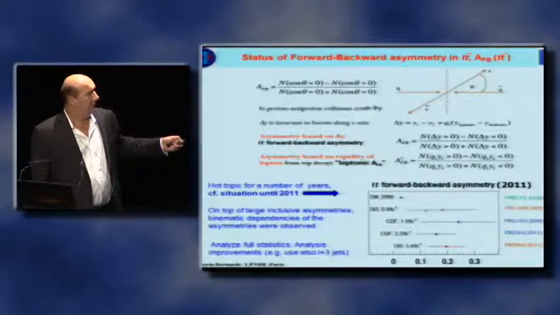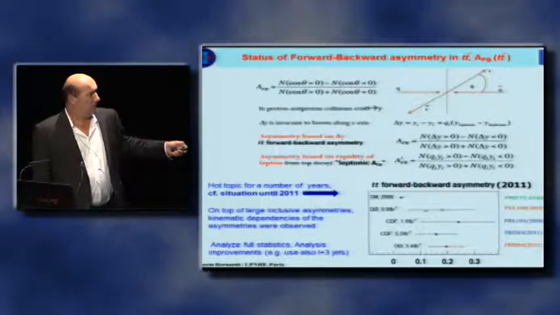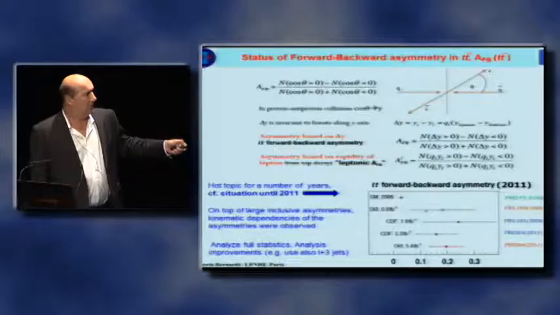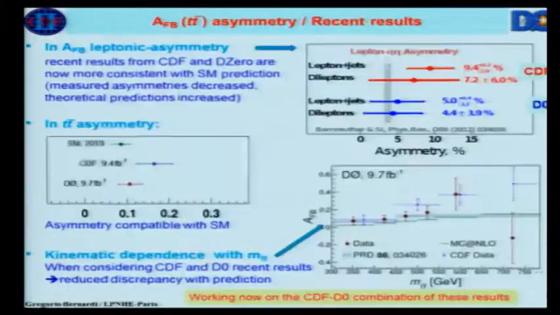And in fact, the situation has been confused until 2011. I mean, this was the situation. We had the low asymmetry at the level of 4%, while what we were measuring was between 15 to 20%. And so definitely we needed to put the whole statistics inside. And we also improved the analysis, for instance, by using lepton plus 3 jet events, which were quite useful. So when we did that, this is the situation now.